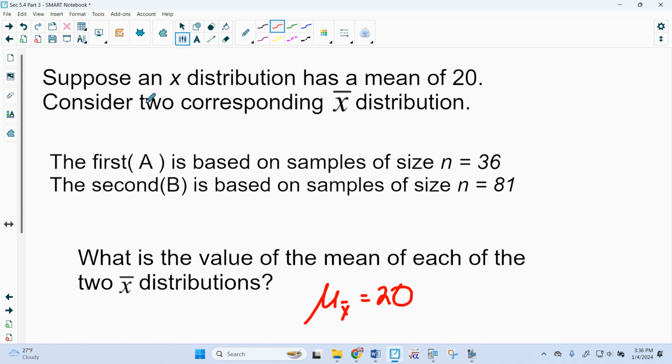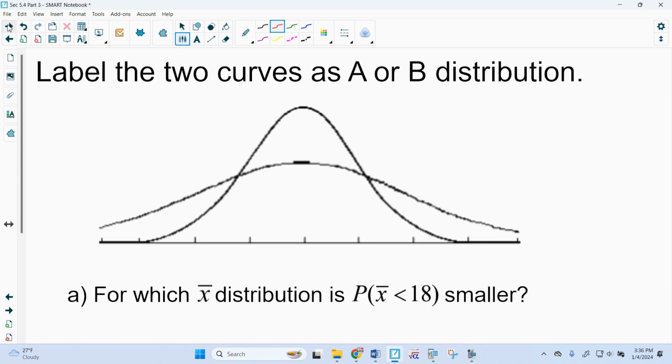Now, if we wanted to graph them, though, and we have two distributions, we have one distribution that is, I will say red is 36, and the other distribution, blue, is the 81.